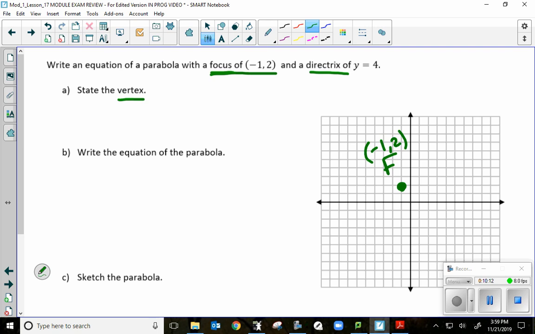All right? Now my directrix, which I will do in red, is y equals 4. 1, 2, 3. This is where y equals 4. So it's this line right here.